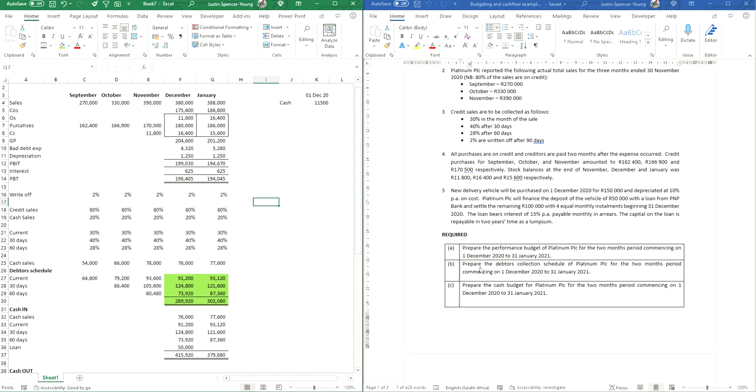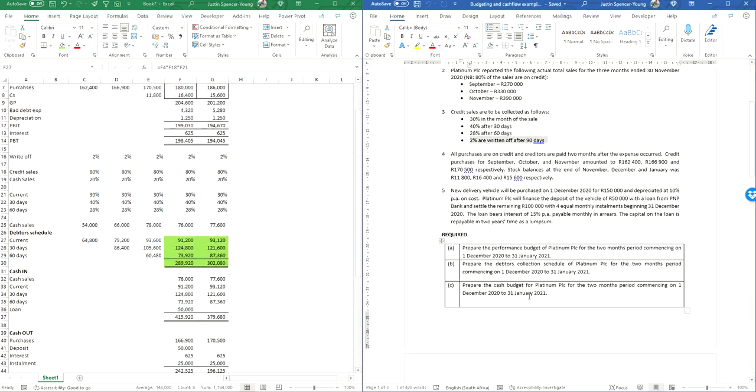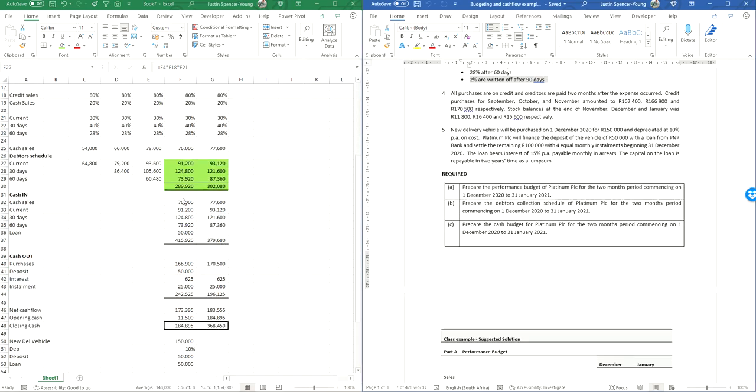Alright, prepare a debtors collection schedule. There it is. It's got a name, and we've got collections over the last 2 months that they asked for, and last of all, a cash budget. And here we've got a cash in and a cash out, and we've got all the answers we need, and we are happy days. Alright, so try and do that on your own. Maybe you've seen me go through this here. Try and read through the question, try and process it yourself, and good luck with that.